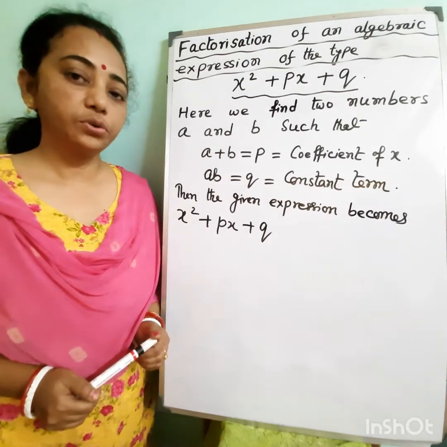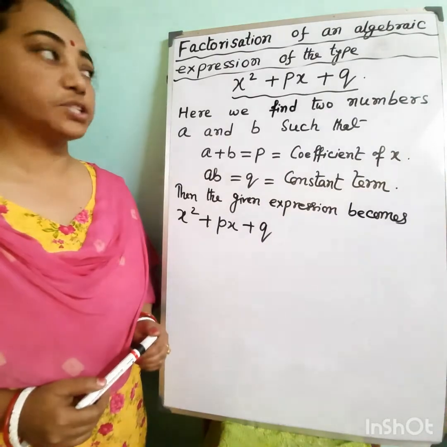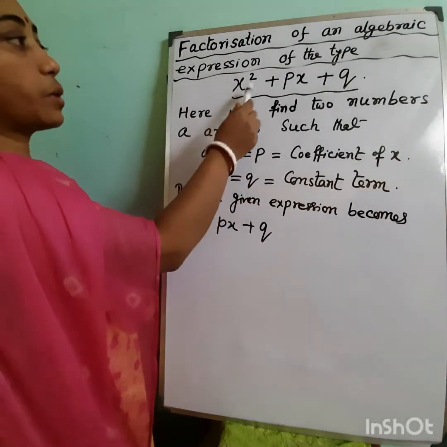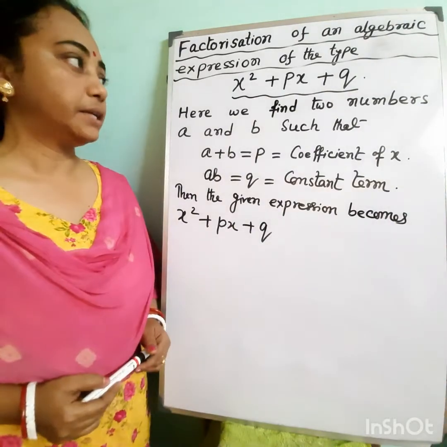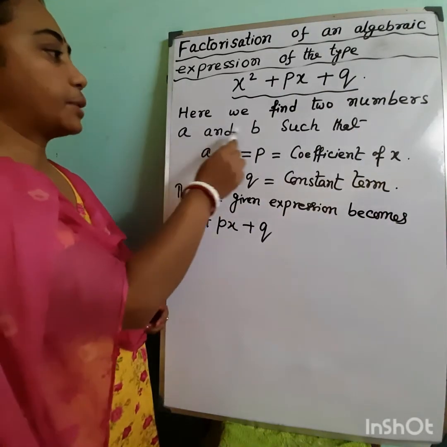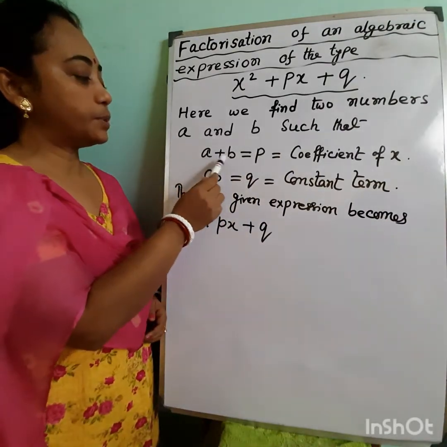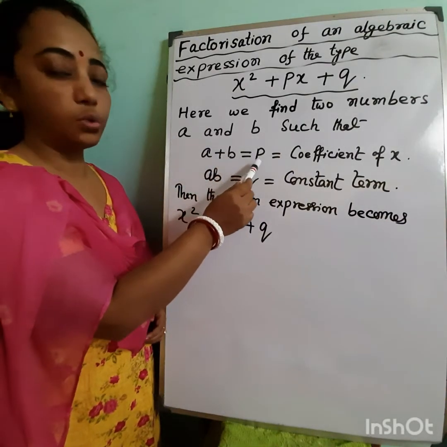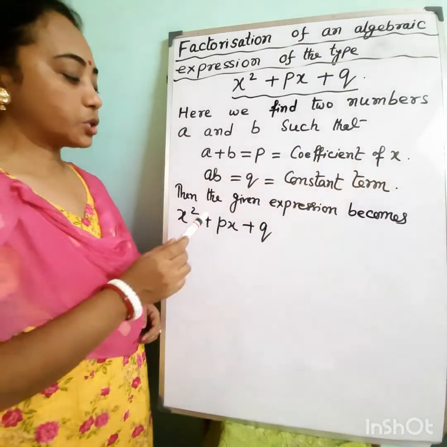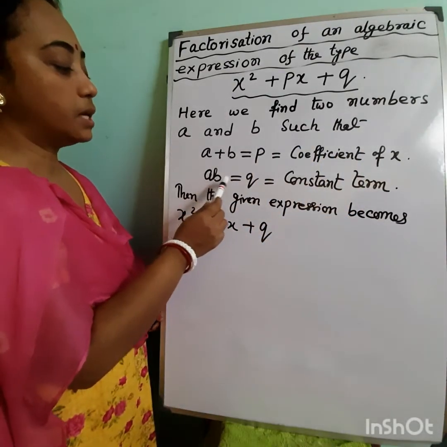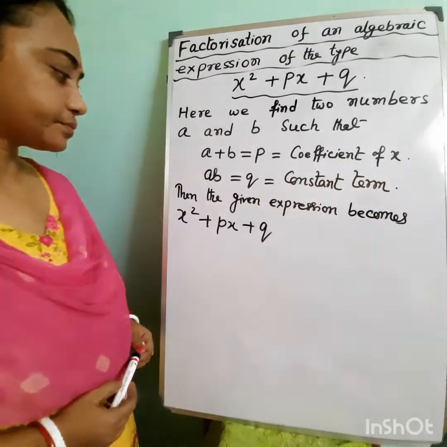Today in this video you will learn how to factorize an algebraic expression of the type x square plus px plus q. Here we have to find two numbers a and b such that the sum of the two numbers a and b, that is a plus b, is equal to p, the coefficient of x, and the product of the two numbers a and b is equal to q, that is the constant term.